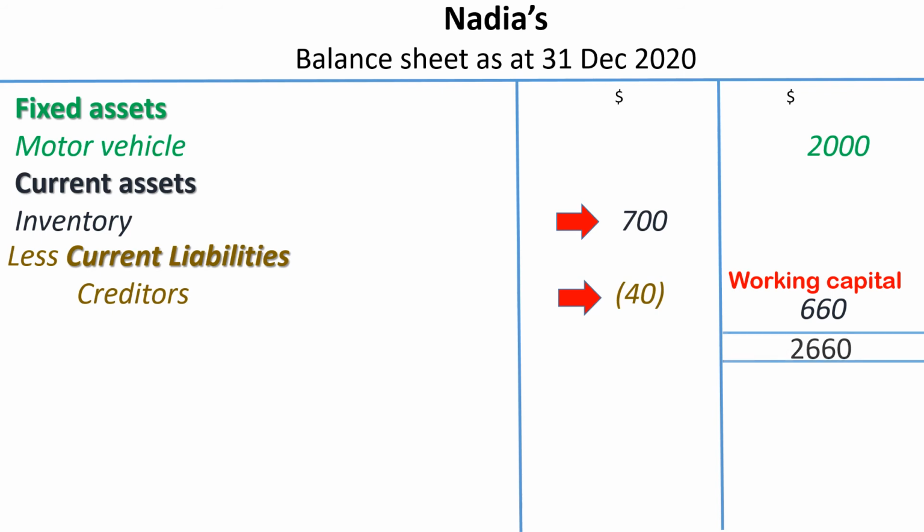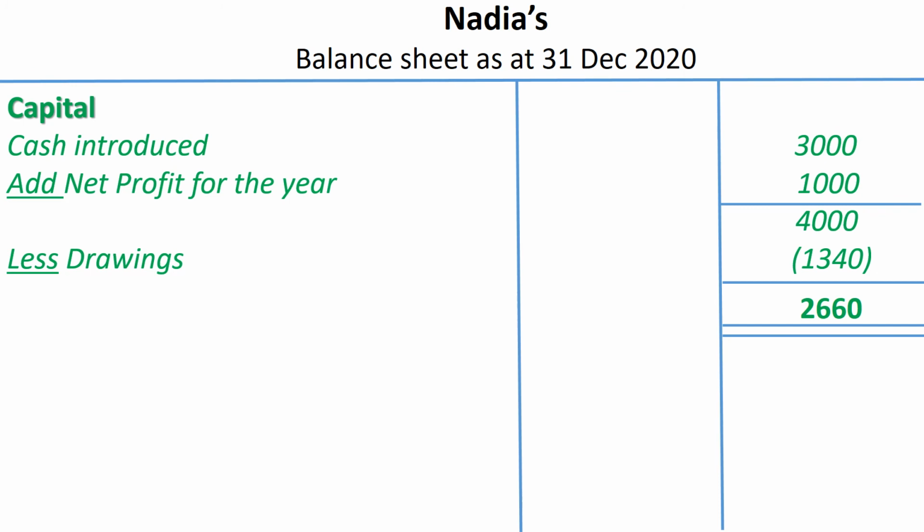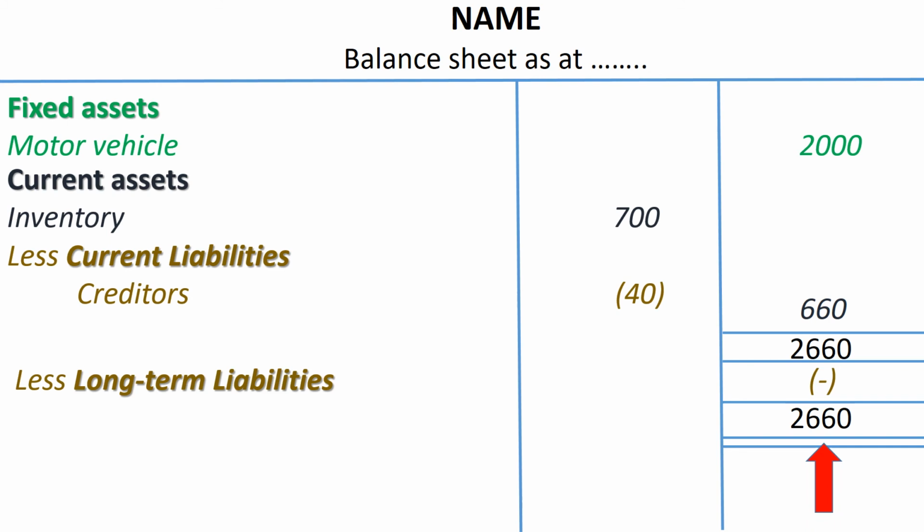of the fixed assets. The next step is to subtract long-term liabilities, but there are none in this case, therefore the total becomes $2,660. The final part of the balance sheet shows the owner's equity. Under capital, there's cash introduced and net profit for the year is added. Drawings are then subtracted and we get a value of $2,660. Notice how this value is equal to the value that is in the first section of the balance sheet.